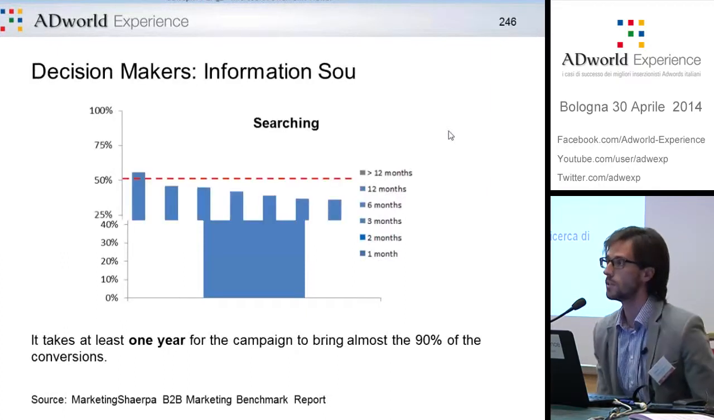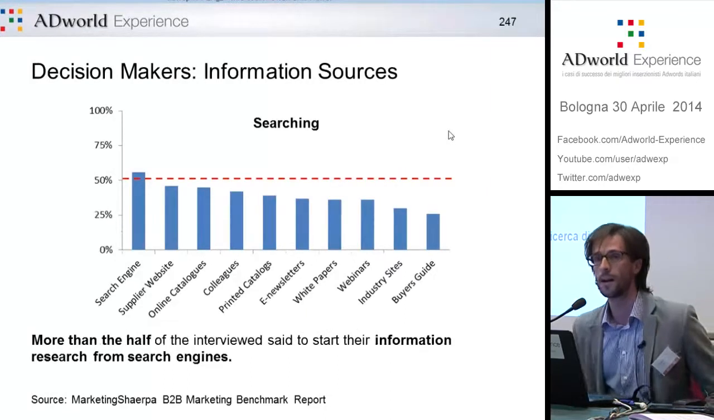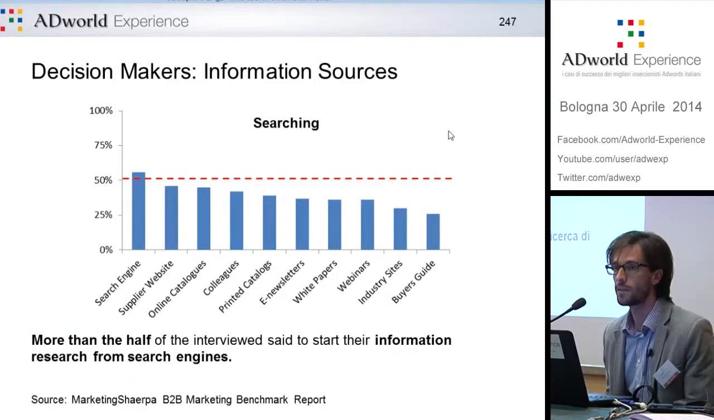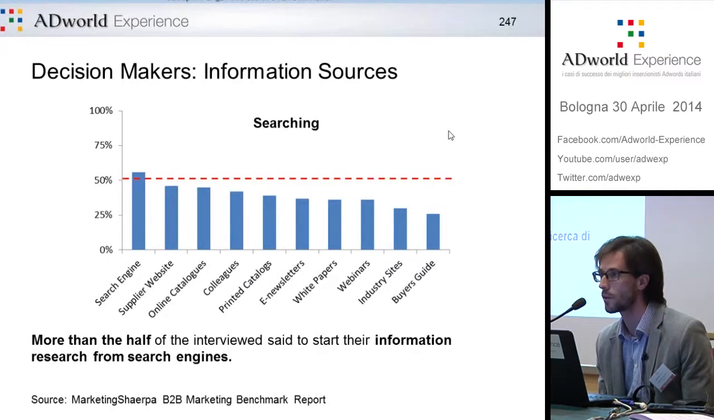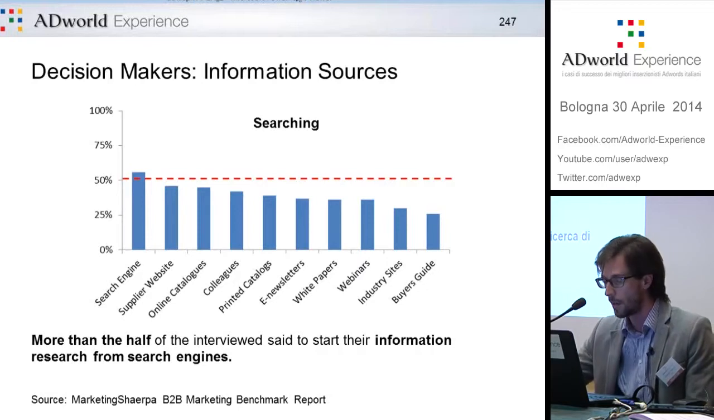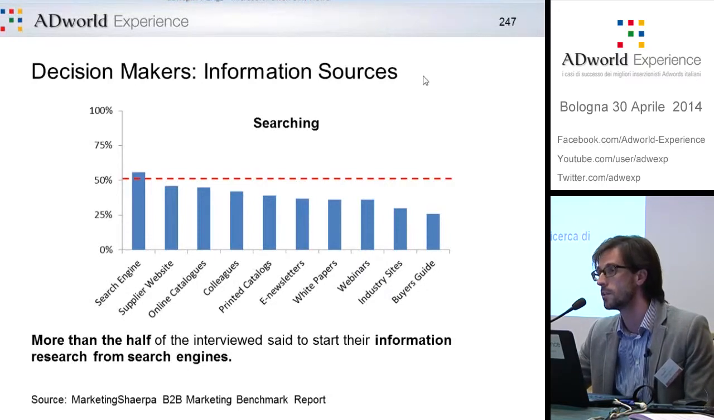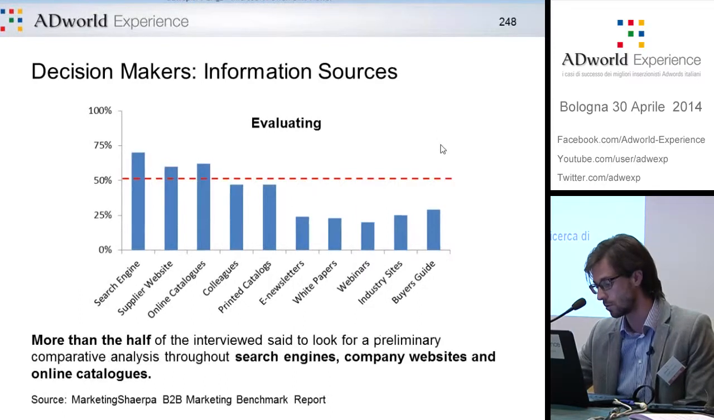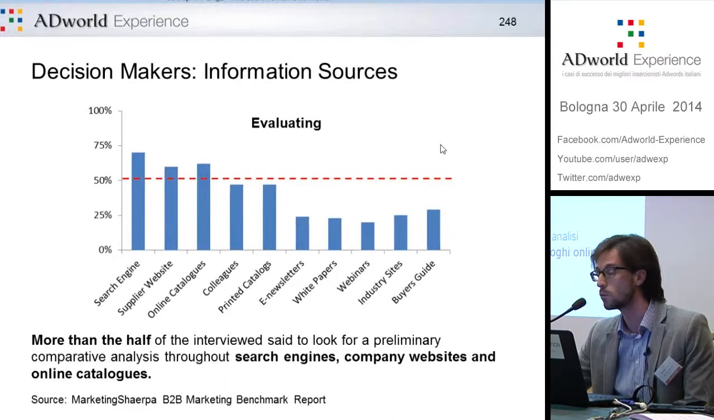So what are the tools which are used by these decision makers within the purchase process? We have a number of tools, but according to Marketing Sherpa, 50% of interviewees use search engines together with other tools, but more than 50% use various search engines. And this happens at an early stage, during an exploratory stage, information search stage, if you prefer.